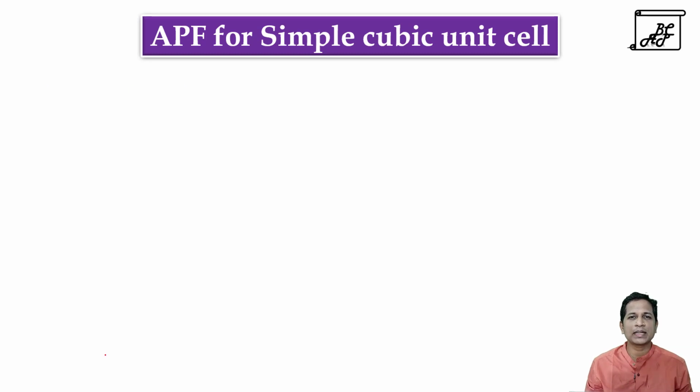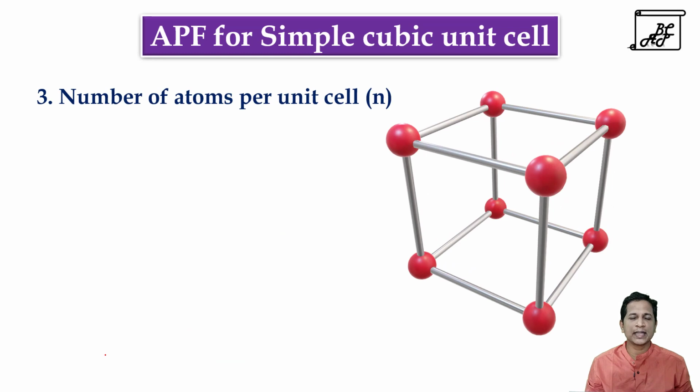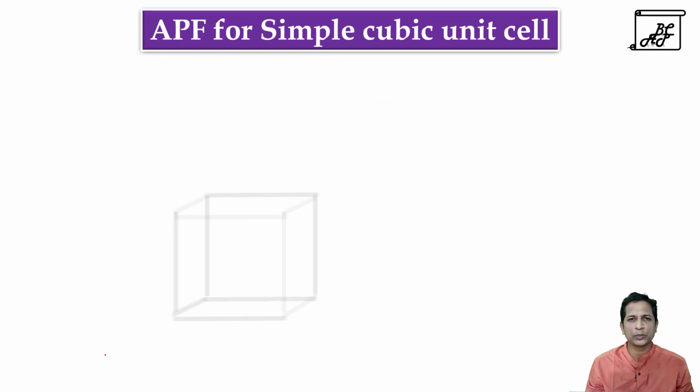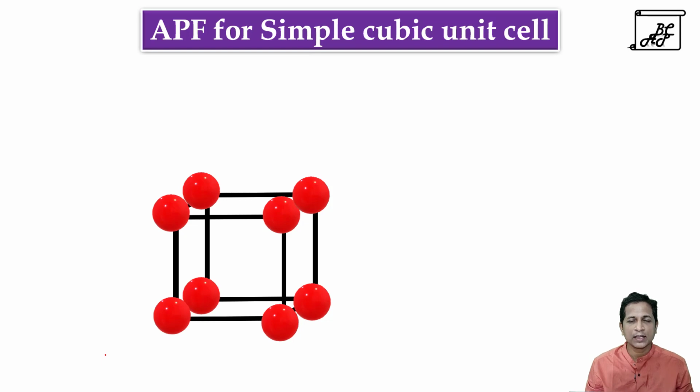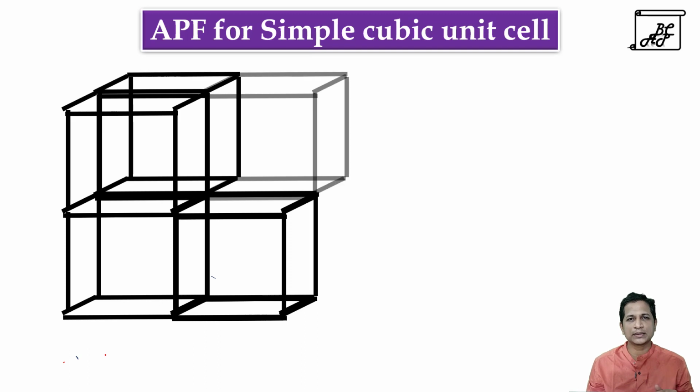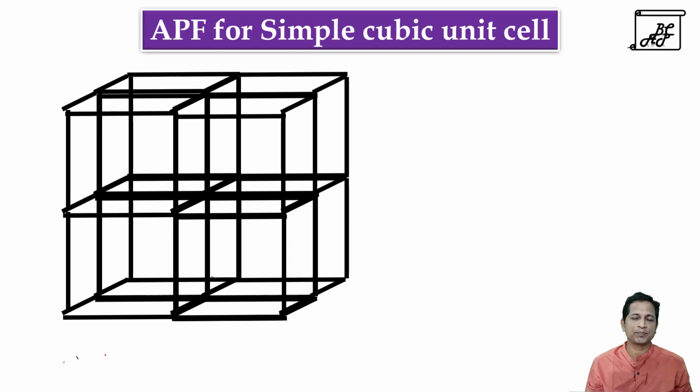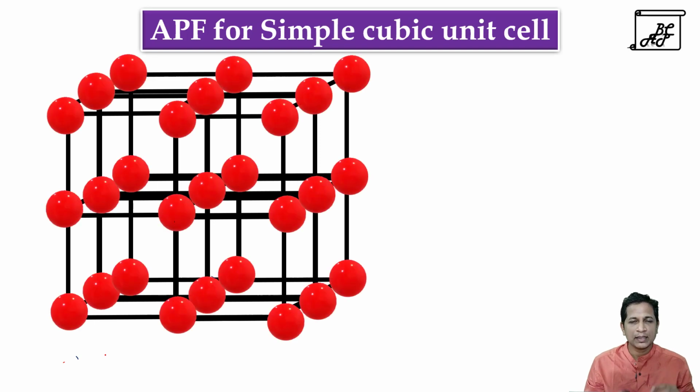Let's calculate number of atoms per unit cell. By looking at this diagram, it seems that there are 8 atoms in this unit cell. But it is not like that. We have to consider the part of an atom which belongs to this particular unit cell. To understand this, let's draw a cube. In simple cubic unit cell, there are 8 atoms at 8 corners. This is a single unit cell. If this unit cell is repeated throughout 3 dimensions, it will result into a whole crystal. In simple cubic unit cell, there are atoms at all corners. In one unit cell, there are 8 atoms at 8 corners.